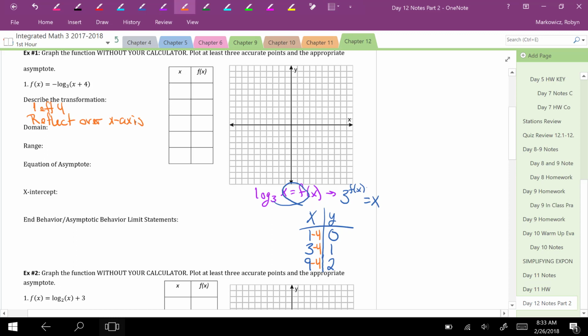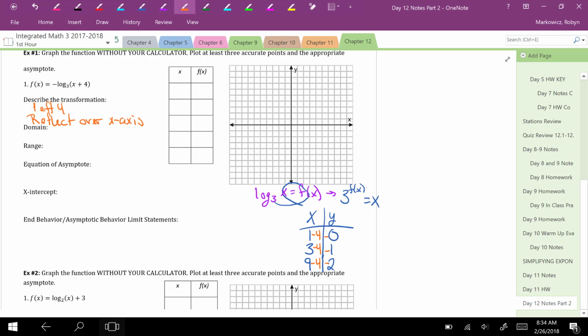When I reflect over the x-axis, what changes? So think about it. If I have something up here and I reflect over, what changes? The y values. What do I have to do to my y values? Change the sign. So I'm going to come here and just draw in a negative, changing all those signs. Questions on any of that? No? All right, let's fill in my table for this function.